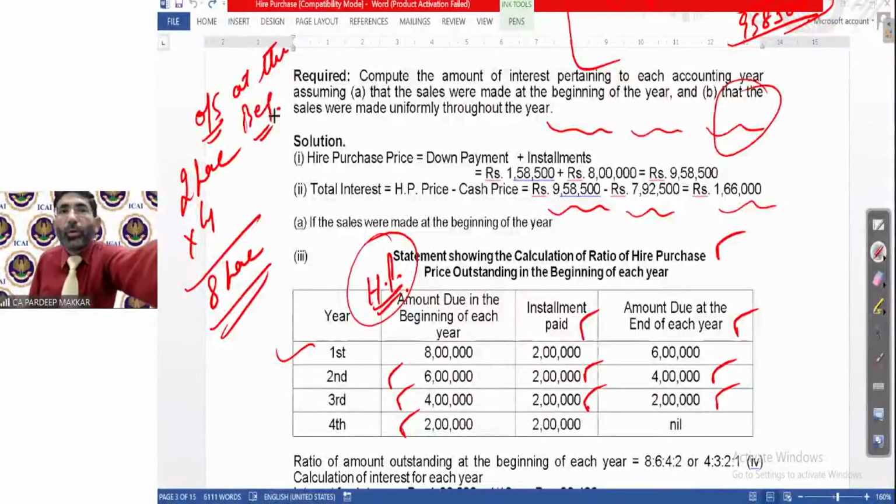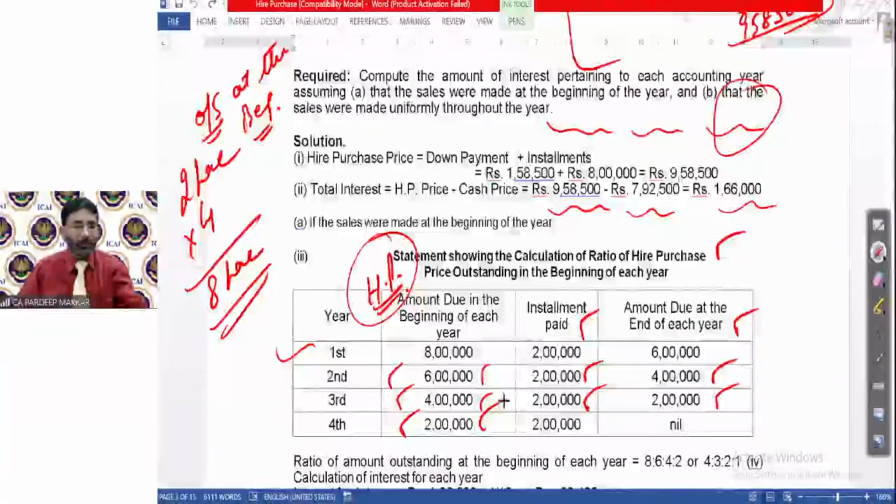which will be reduced automatically at the end of every year by rupees 2 lakh. So it is reducing by rupees 2 lakh, and accordingly 6 lakh, 4 lakh, 2 lakh is the balance which is coming.